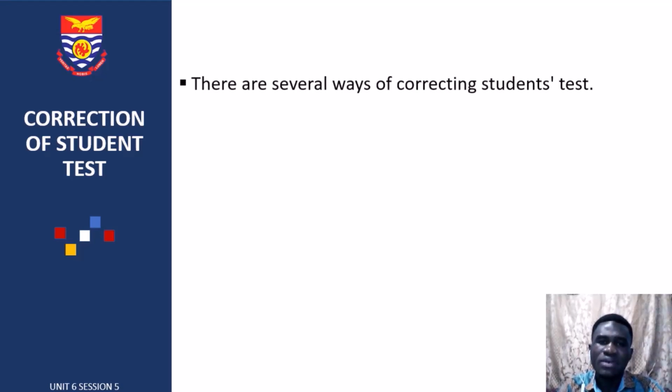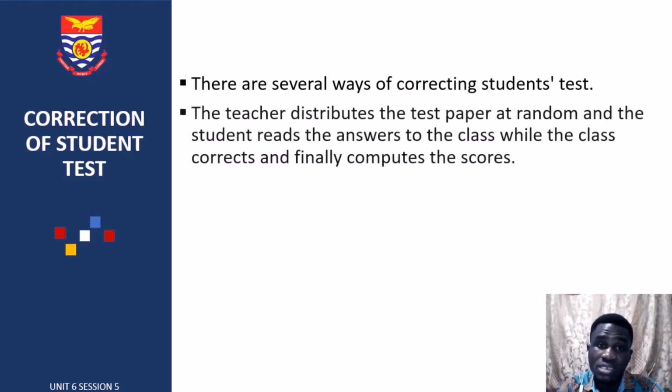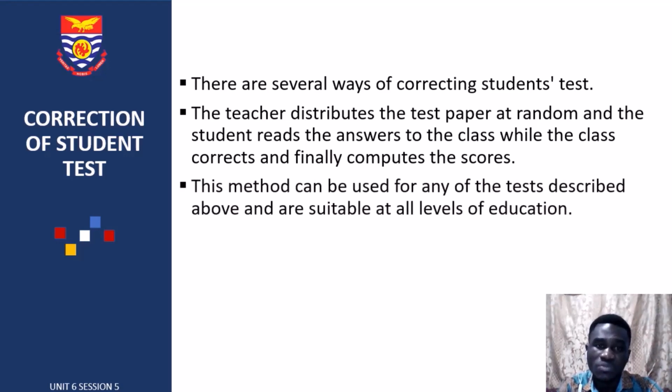So let's look at correction of student tests. There are several ways of correcting student tests. A student can help the teacher by using a marking scheme or key that has been prepared by the teacher. Here, the teacher distributes the test paper at random, and the student reads the answers to the class while the class corrects and finally computes the scores. This method can be used for any of the tests described above and is suitable at all levels of education.